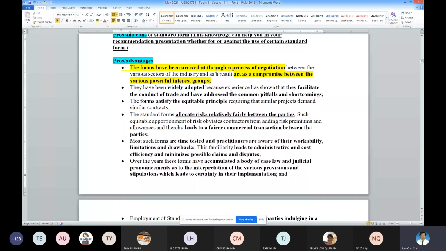So the next advantage you can see is that it is widely adopted by the industry players, okay? Because the conduct of these so-called contracts has addressed the common problems and shortcomings, okay?